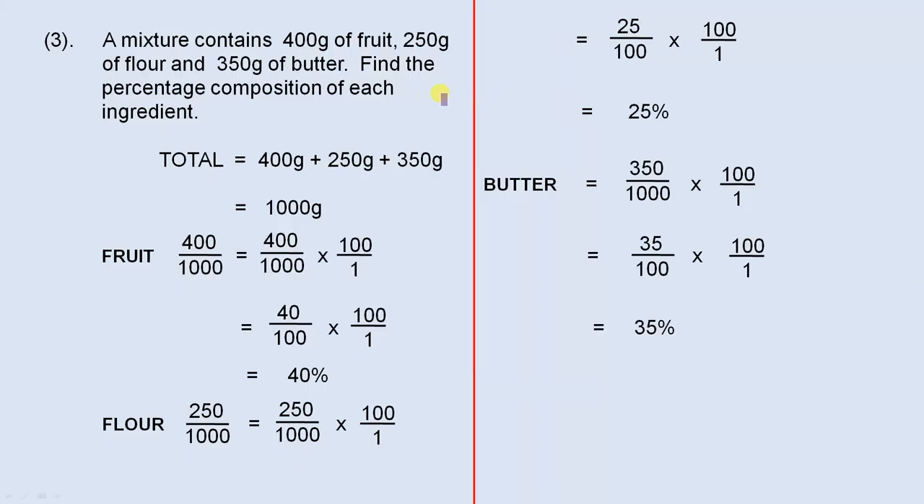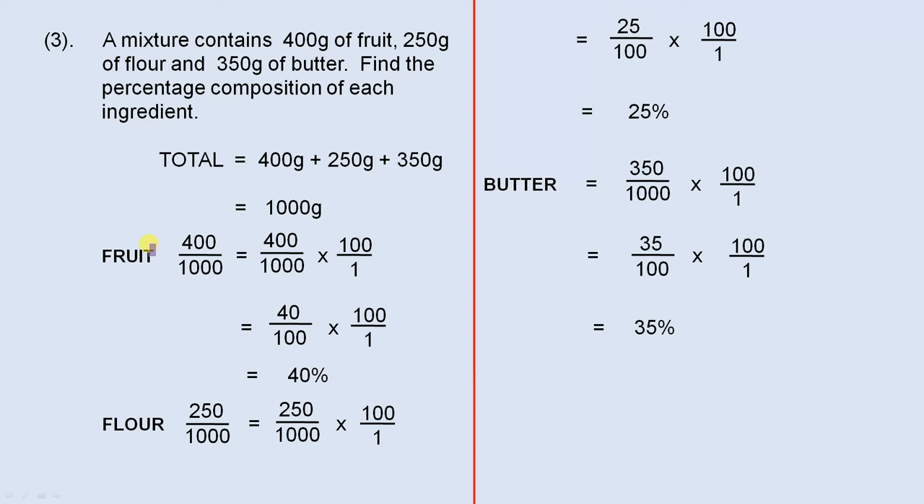A mixture consists of 400 grams of fruit, 250 grams of flour, and 350 grams of butter. Find the percentage composition of each ingredient. So firstly, we have to look at the total number of grams for the mixture. So if we add each of the individual components, that comes to 1,000 grams.